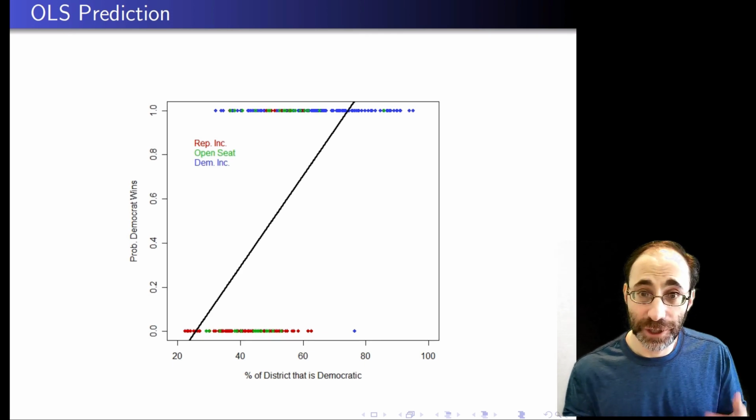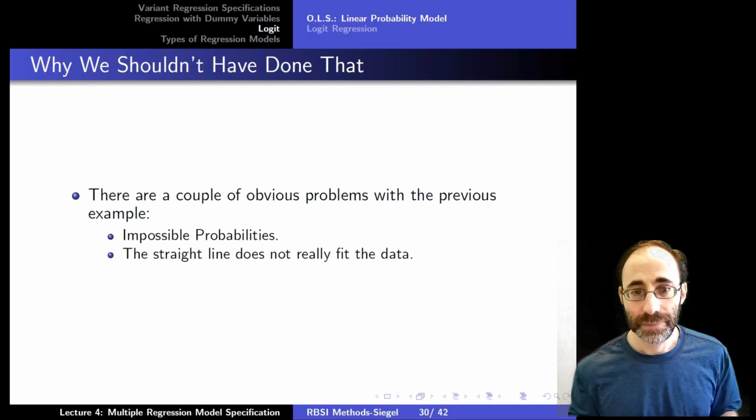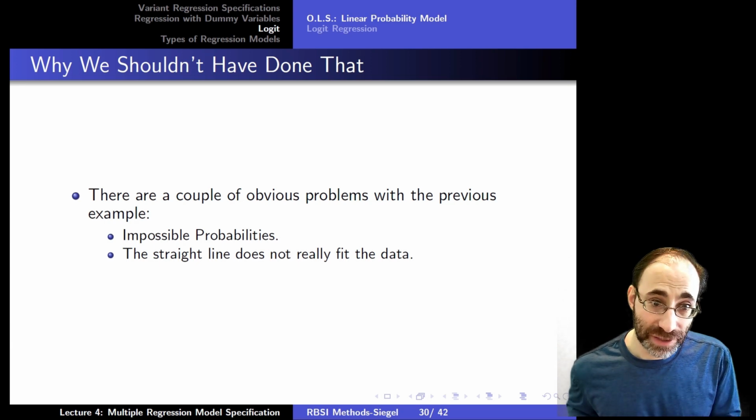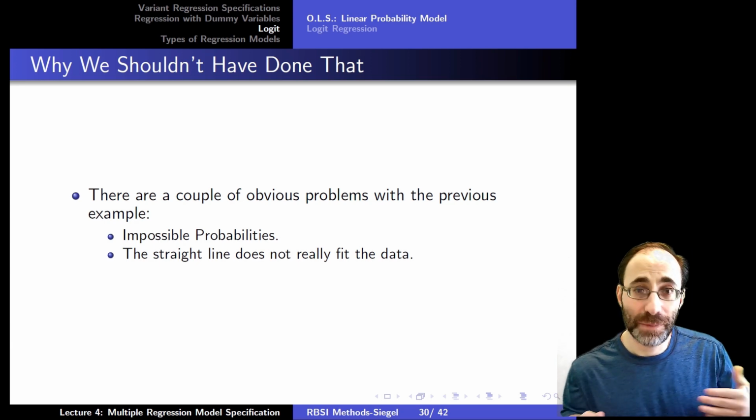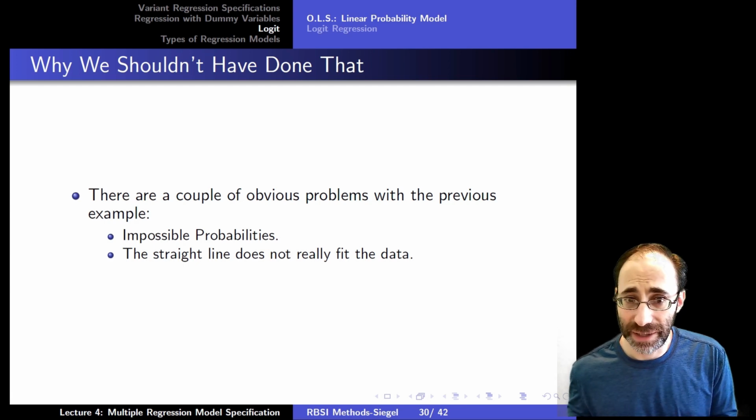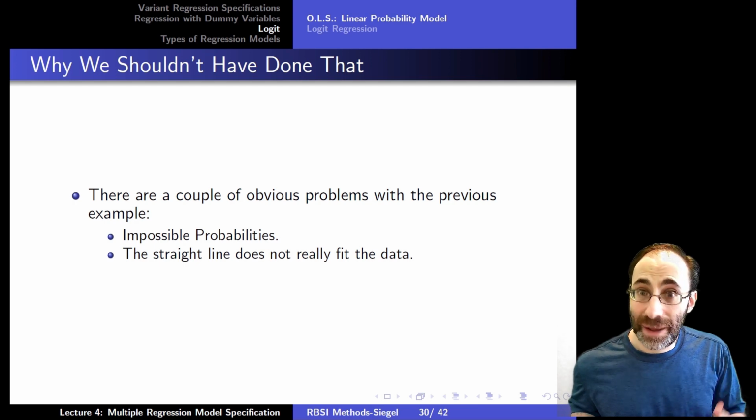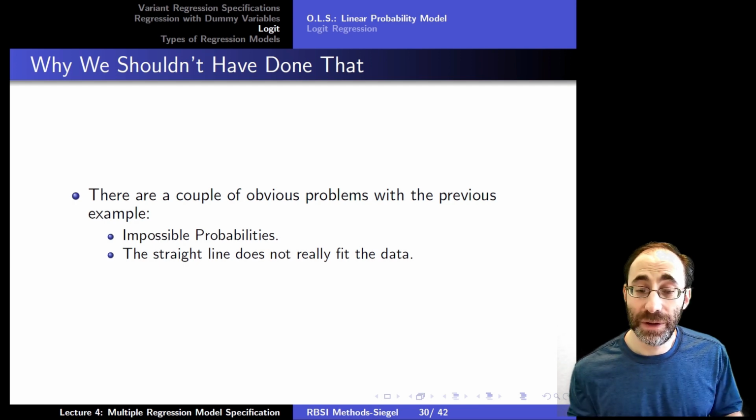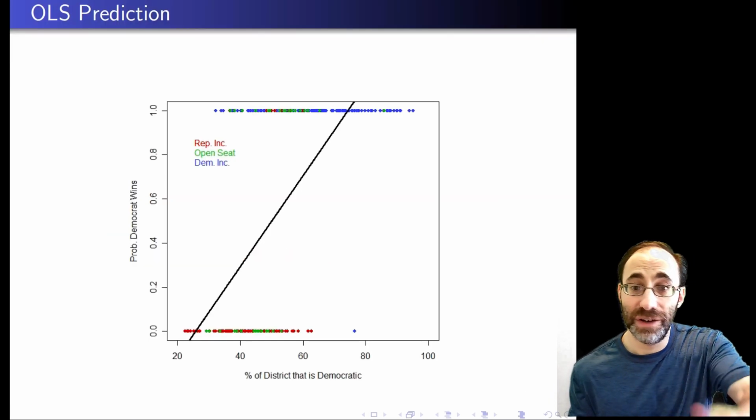That's the interpretation in a linear probability model. There are a couple problems with this, though. And if that wasn't clear, you might want to go back and listen to it again, because it's a complicated idea. But there are a couple problems with this. The second one we saw already. The data are nowhere near the line.